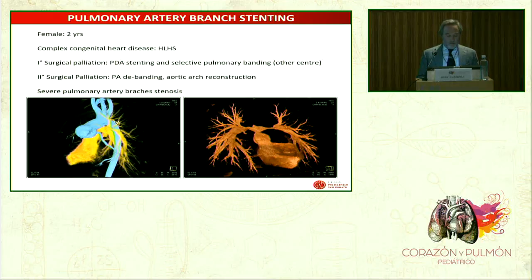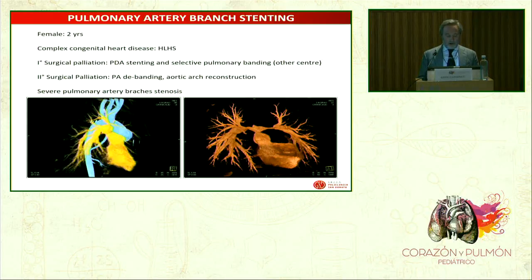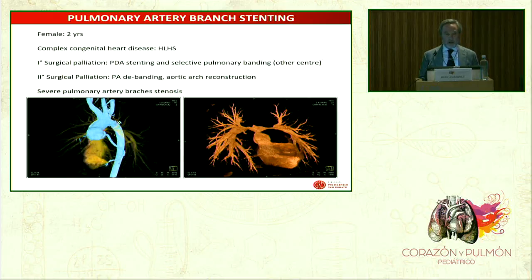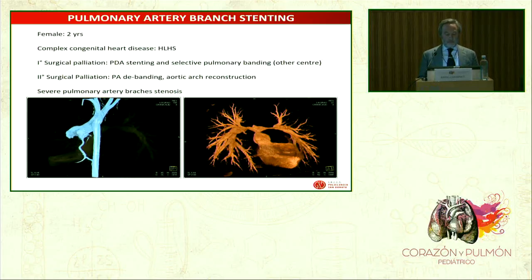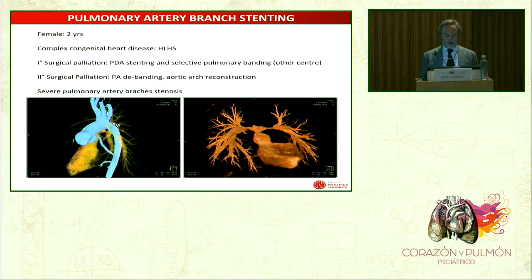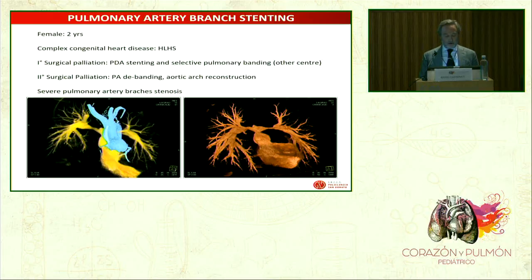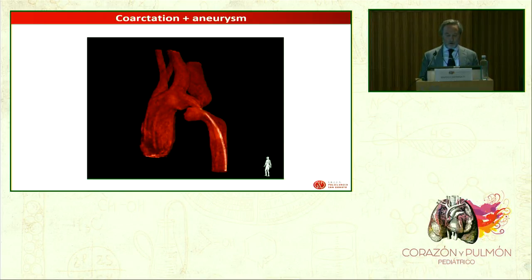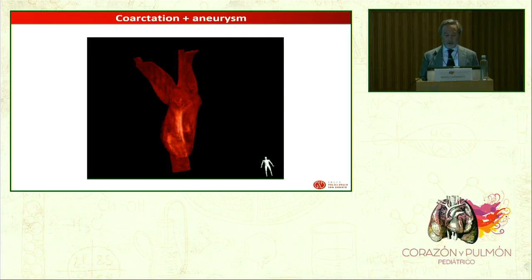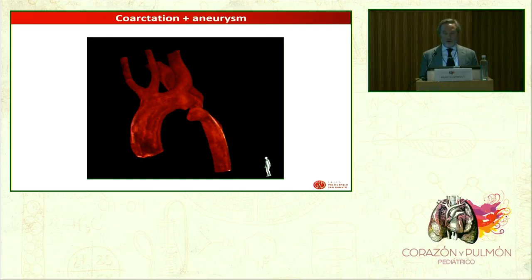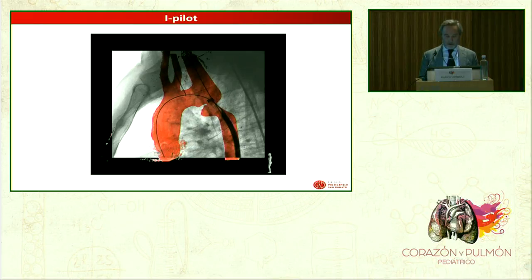Well, this is another example of a hypoplastic left heart after palliation with banding of the main PA and banding of both branches. You see the overlay of the aorta, the single ventricle, pulmonary branches, etc. And this is another example of a complex coarctation with aneurysm, as you see here. You can select the best projection to use during catheter intervention.